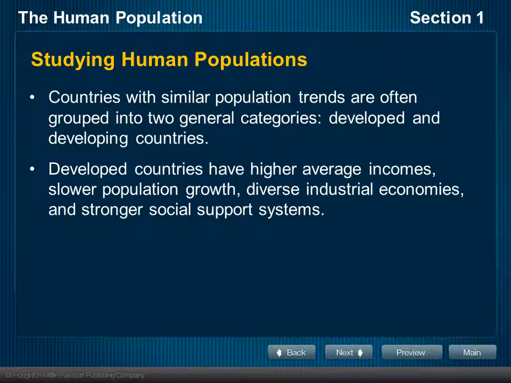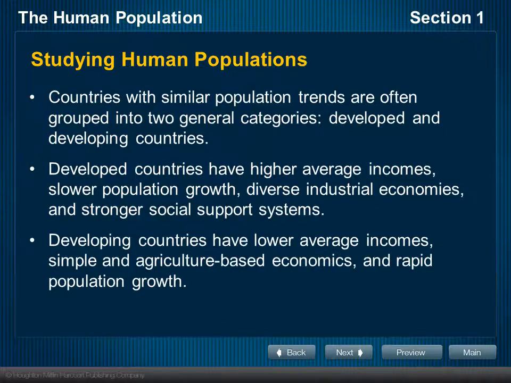So what we see is developed countries have higher average incomes, they have slower population growth, which basically means they're having fewer babies. They have diverse industrial economies, which plays into the fact that they have higher incomes. They have stronger social support systems, which comes from the fact that they have higher incomes and therefore they can tax the people more to pay for the social support systems.